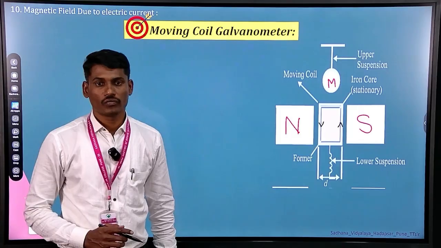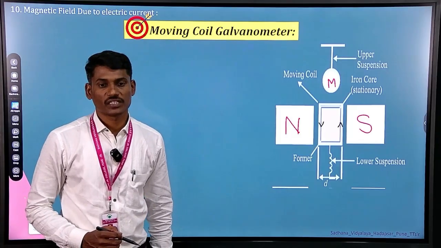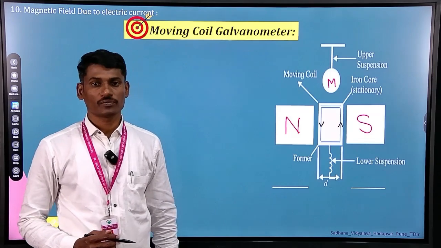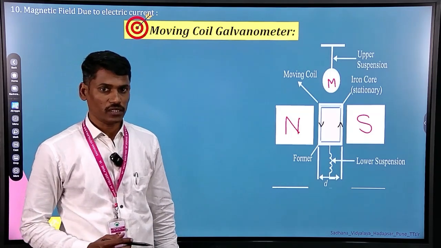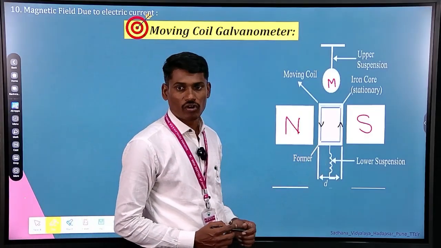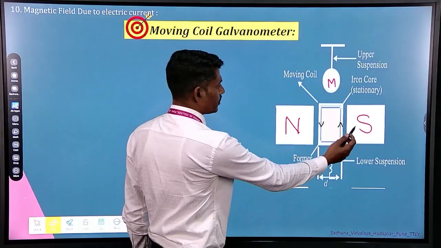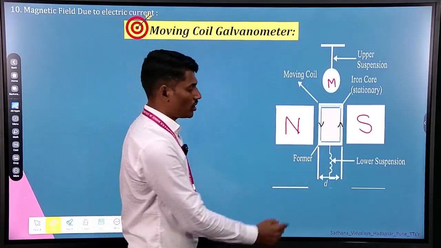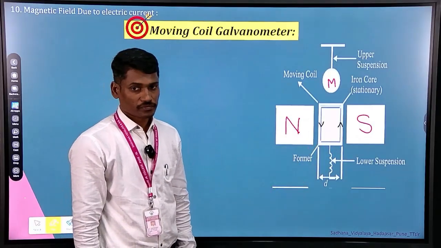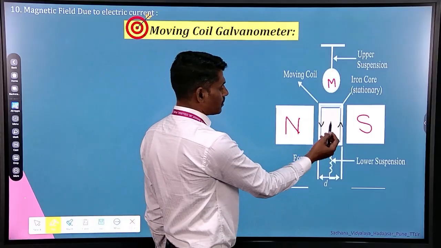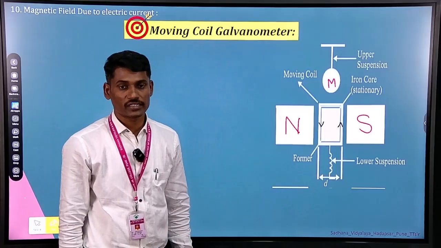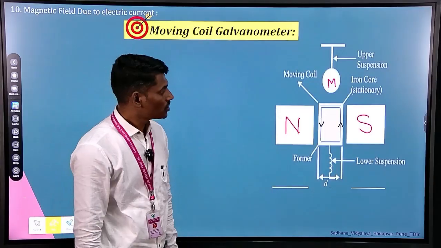Now next, moving coil galvanometer. We know that the analog voltmeter and ammeter work on the principle of the moving coil galvanometer, right. Now this moving coil galvanometer consists of a current carrying rectangular coil suspended in an external uniform magnetic field. Here the north pole and the south pole generate the uniform magnetic field. One end of the coil is connected to the lower suspension spring to generate the counter torque, or the counterbalance torque.